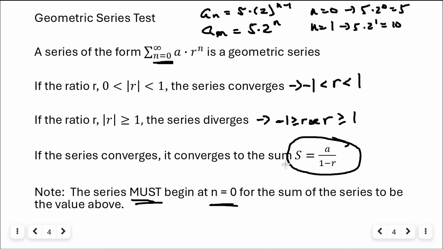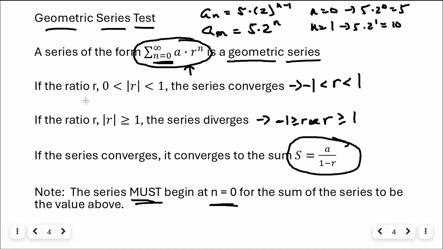Okay, first thing we're going to do is actually try to work with the series. So what's important from here are a couple things. Number one, you need to be able to write the series in this specific form for it to be a geometric series, and to use the geometric series test. If you can't write it in this form, then you can't use the geometric series test.